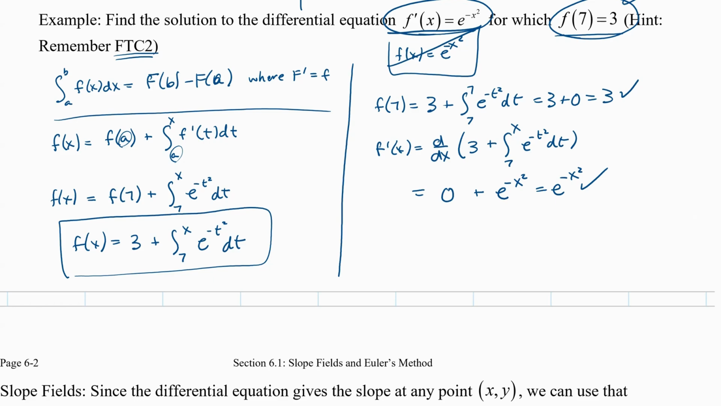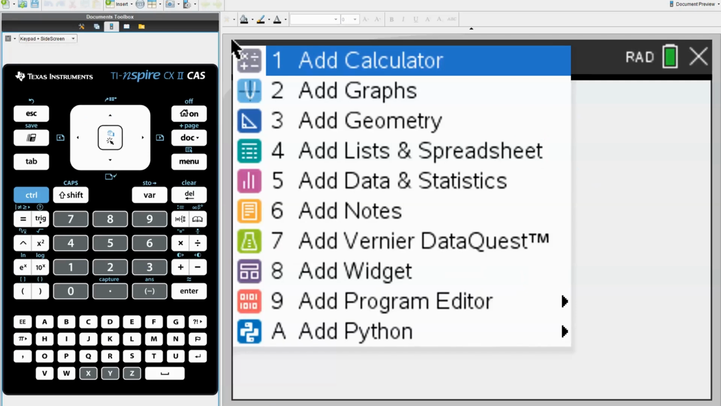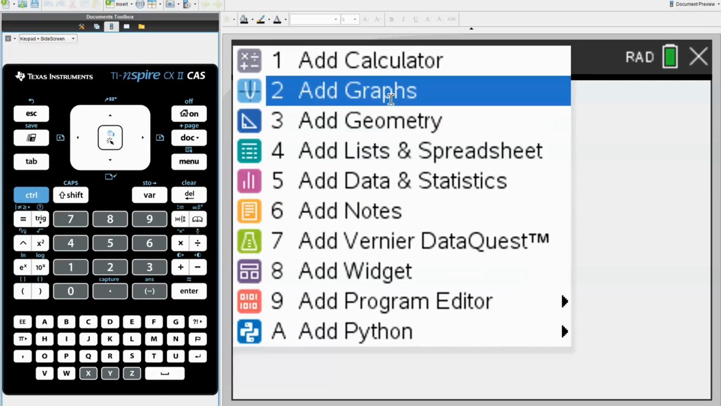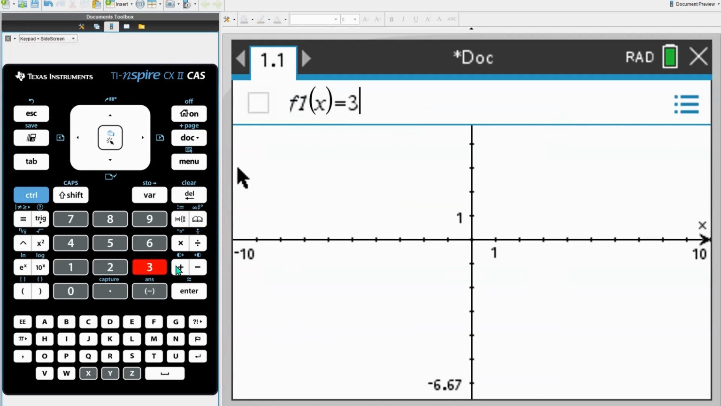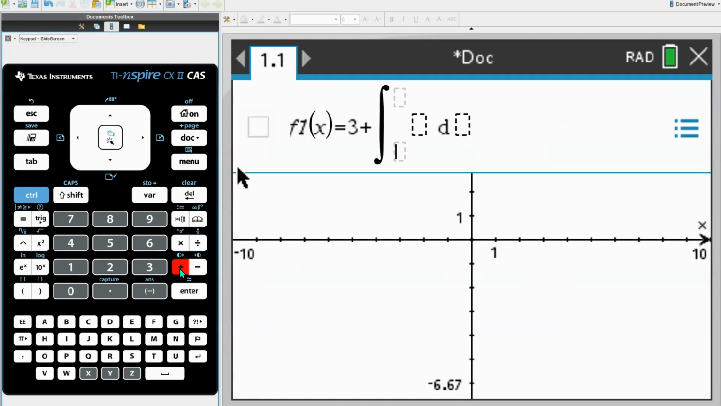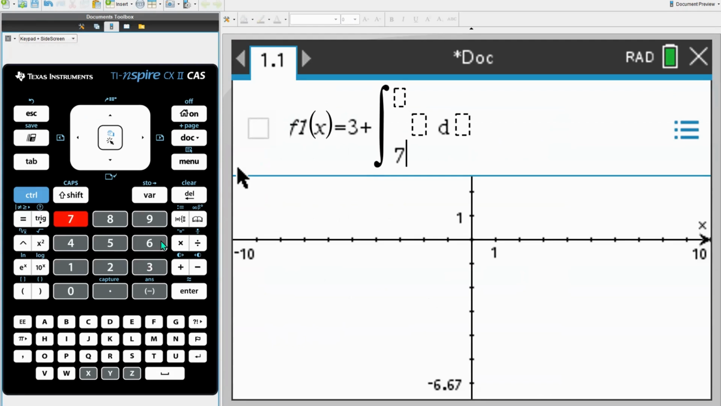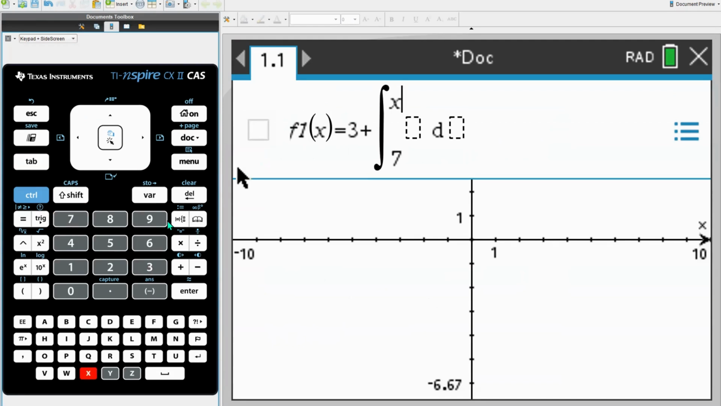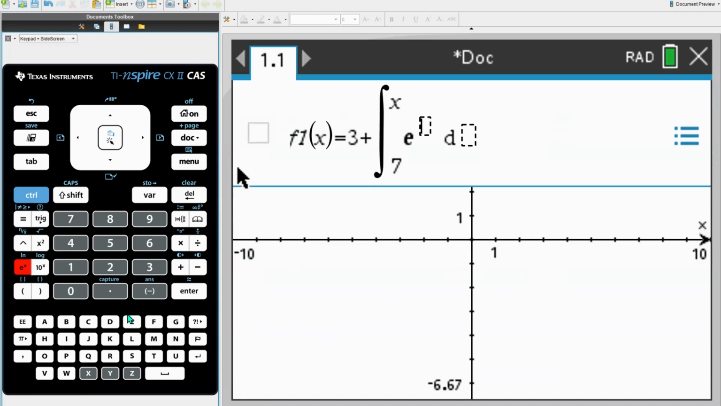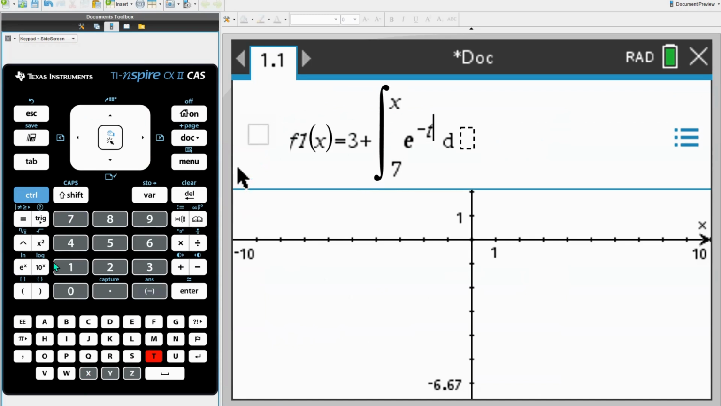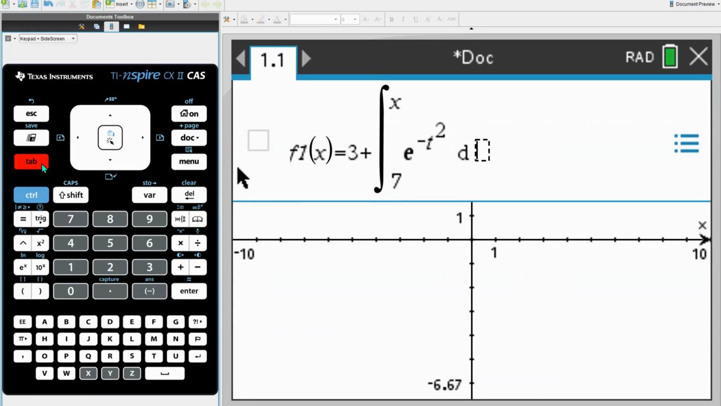Now, if we were to go into our calculator and say, is this really graphable? Is this really a function? Well, let's take a quick look at that. Let me get to the calculator. I'm going to go into graphing mode. I'm going to go ahead and type in 3 plus the integral from 7 to x of e to the negative t squared dt. And does this graph?